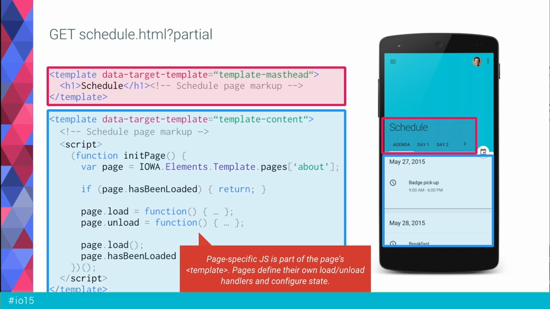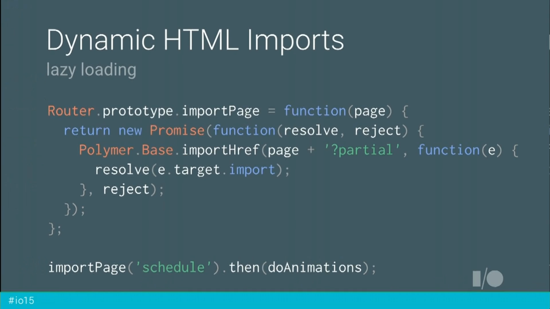So instead of getting a full page, we append this partial URL property to the URL, and that says, server, give me template partials for that page instead of the full-blown page. And so you can see what the server responds with is that template content for the masthead and the template content for the main area in the blue. This is cool, too, because the template tag allows you to define JavaScript, right? So we're allowing the page itself to define its own load handler, its unload handler, anything it needs to do to set up itself and get ready.